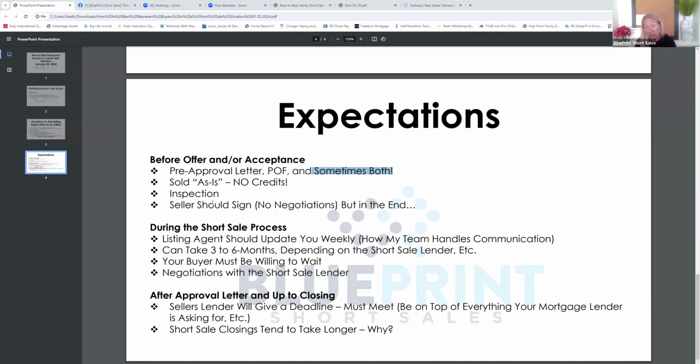In the end, it's always going to be up to their lender. Okay. So I always have the inspection done prior to my team submitting that short sale offer packet. That way I know A, they are ready to go after we get the approval letter, or B, maybe they want to adjust the price because the inspection was bad.